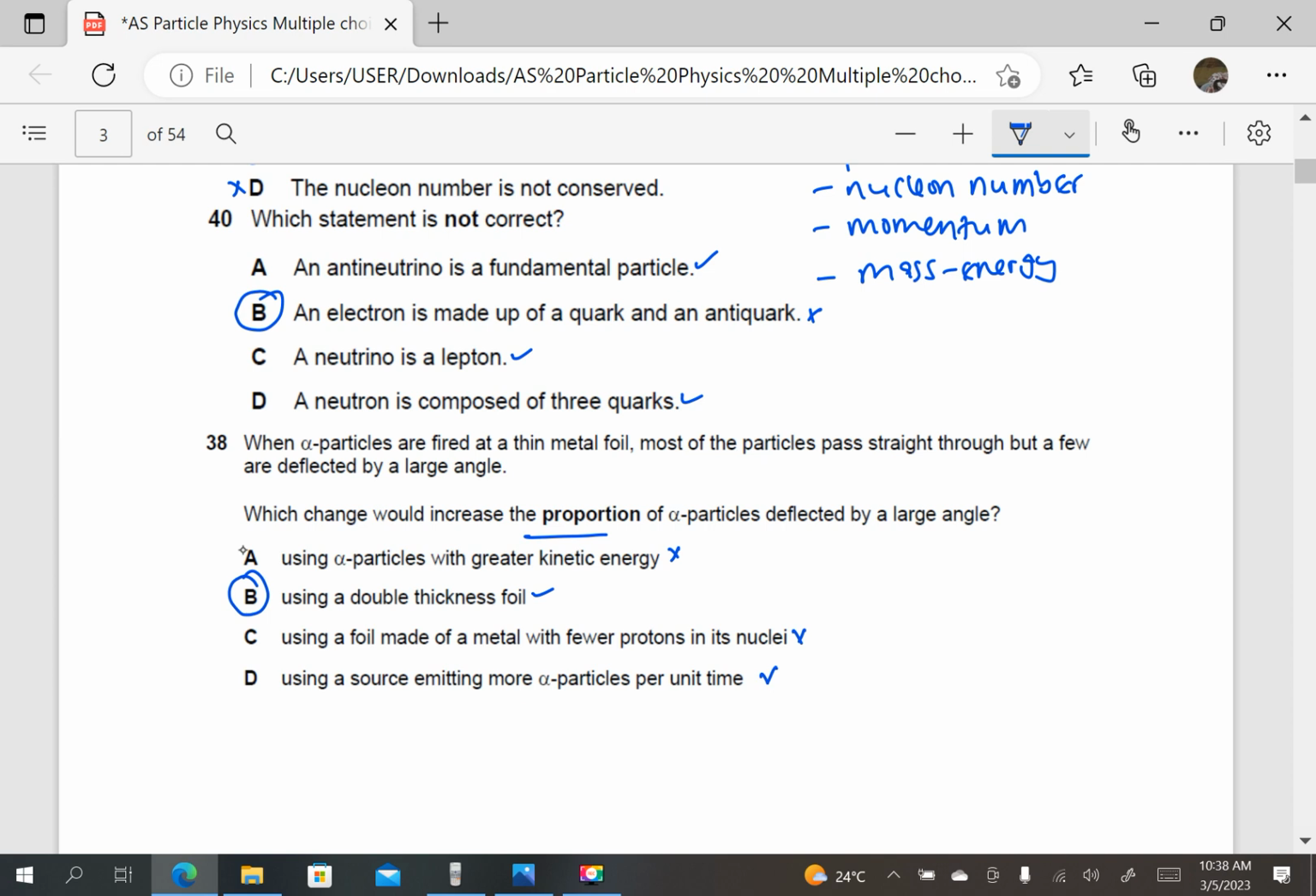So the answer is using a double thickness foil, which means it increases the number of nuclei present in the metal foil. That means there is a greater chance of alpha particles coming closer to a nucleus and undergoing deflection.